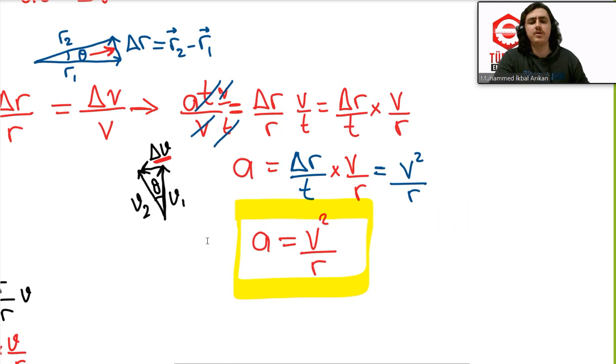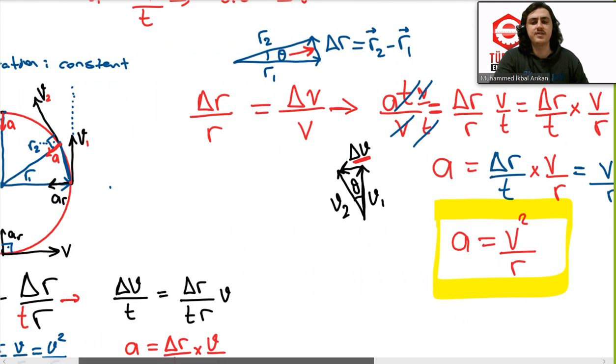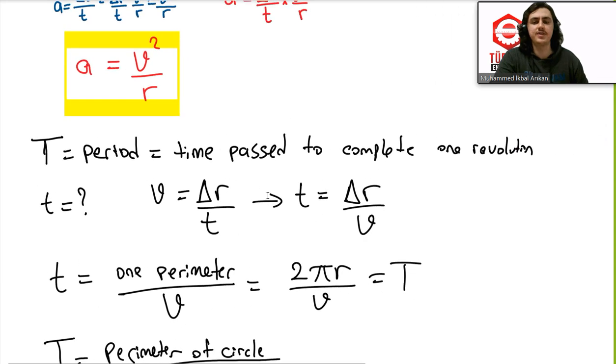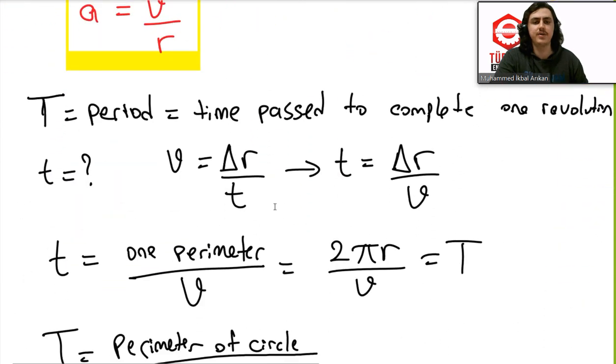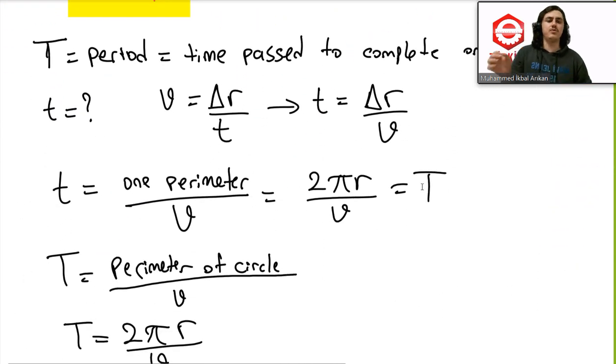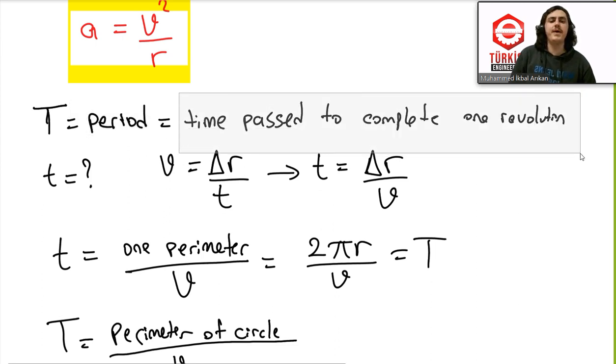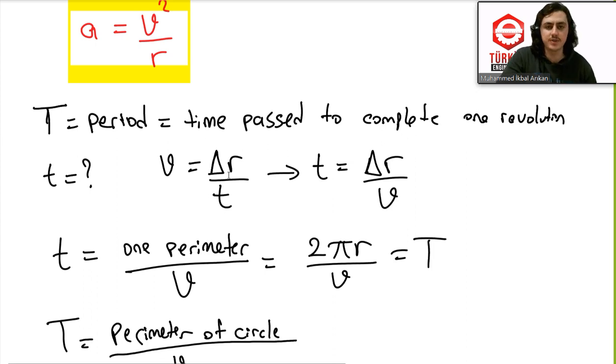I will just put one idea after this one, which is time period. I will explain what's time period. Then we will finish this introduction video. Then we will be able to solve some problems for this one. So T, capital T in this circular motion, will mean just the period. Period means time passed to complete one revolution. Time passed to complete one revolution.